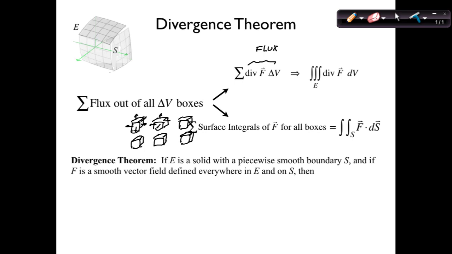So if E is a solid with a piecewise smooth boundary S, and if F is a smooth vector field defined everywhere, then those two things are equal.